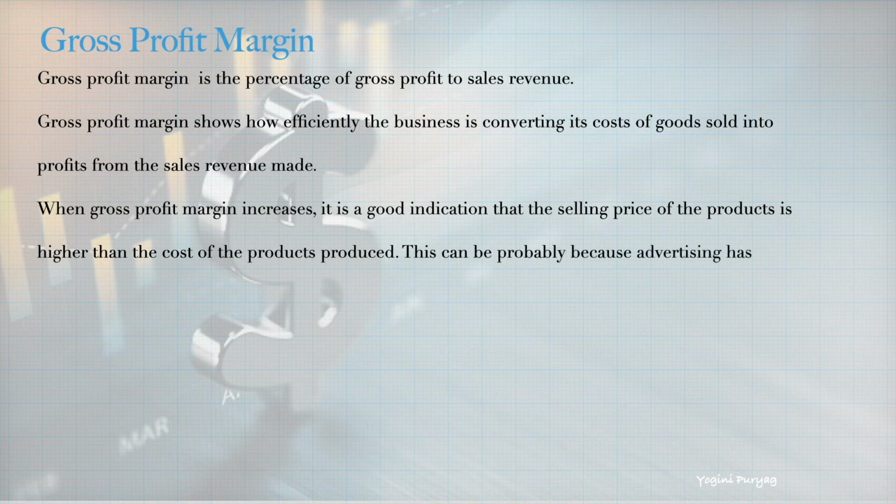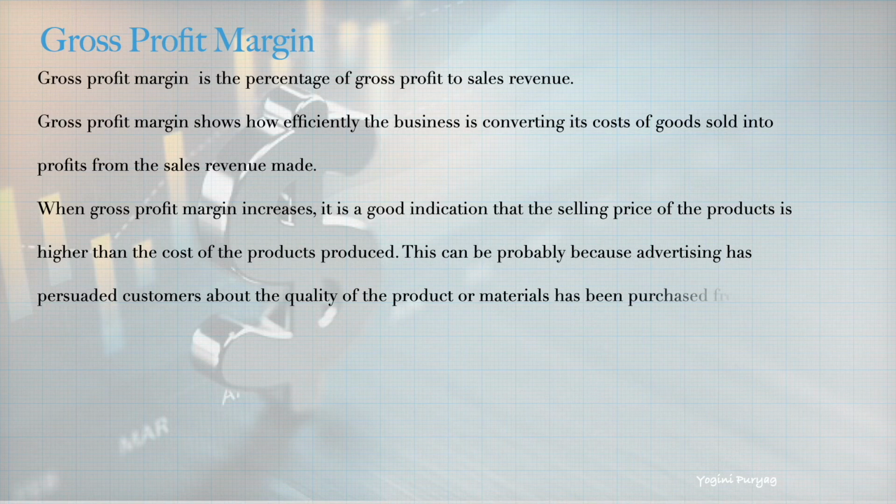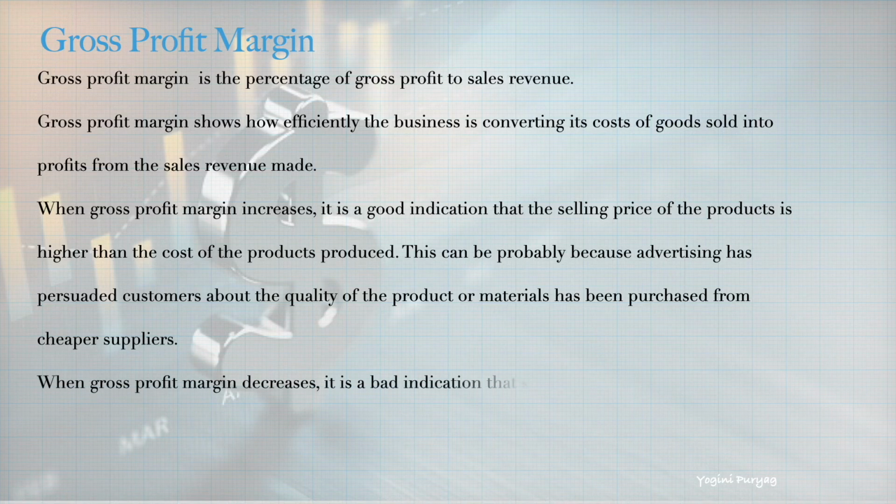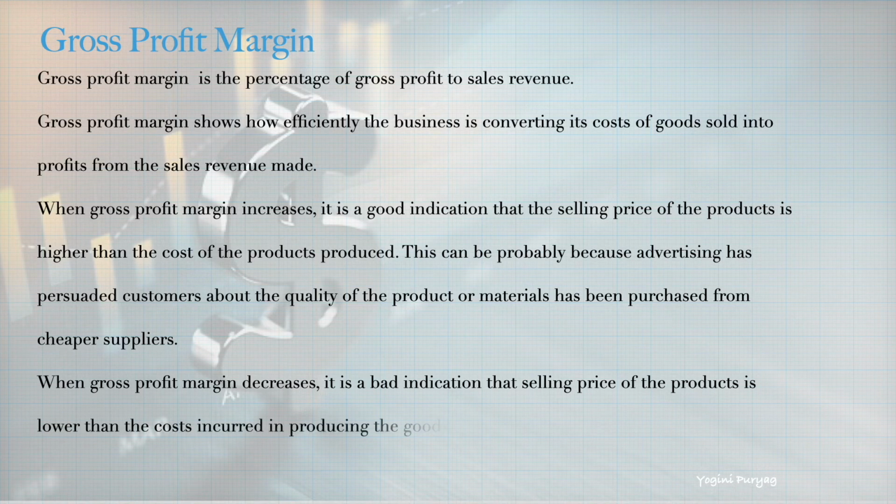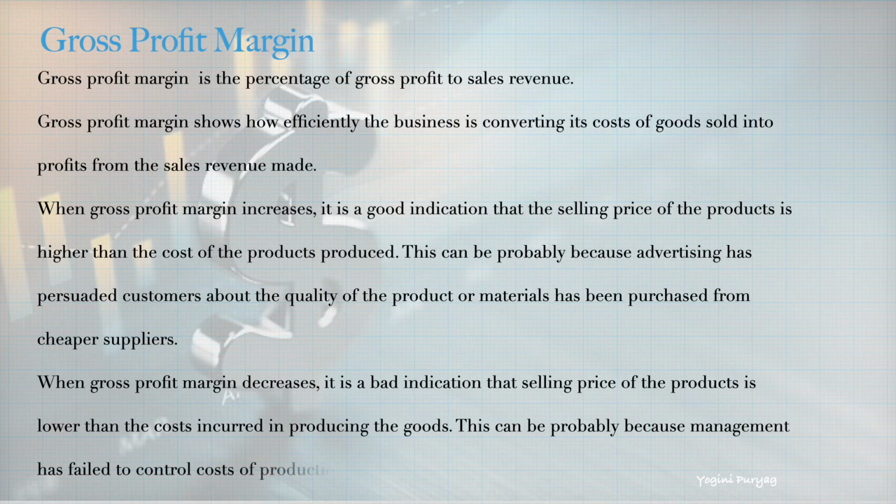This can be probably because advertising has persuaded customers about the quality of the product, or materials have been purchased from cheaper suppliers. When gross profit margin decreases, it is a bad indication that the selling price of the products is lower than the costs incurred in producing the goods. This can be probably because management has failed to control costs of production and operations due to wastage of resources and materials.